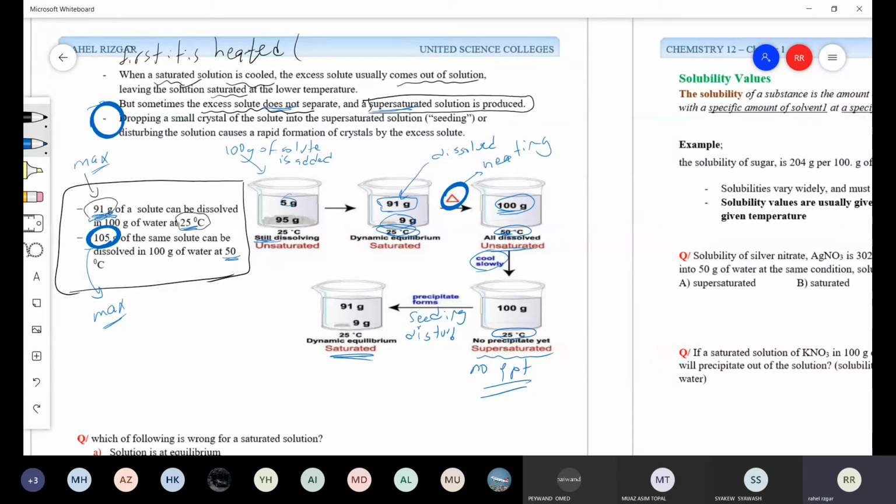And the extra solute, how much extra did it have? It had 9 grams of extra solute. That's why it becomes saturated.